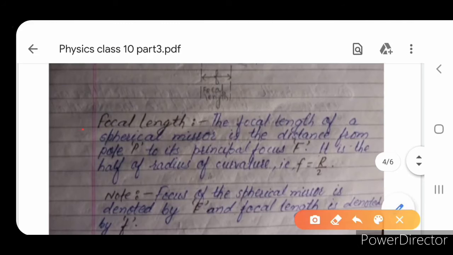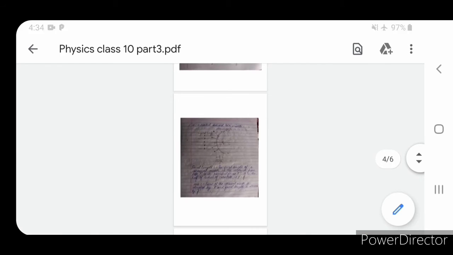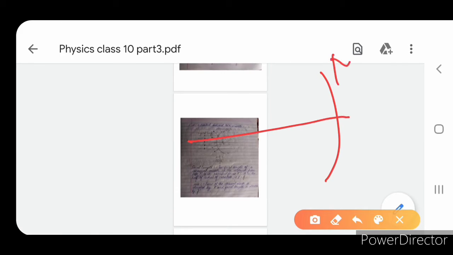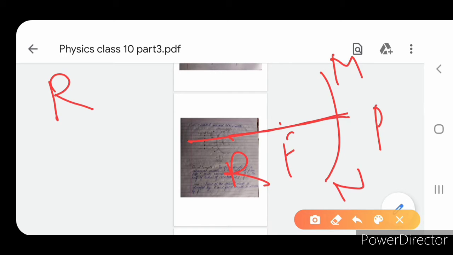Now focal length. The focal length of a spherical mirror is the distance from the pole to its principal focus F. It is half of the radius of curvature. Here this is the aperture MN, this is the pole, this is the focus, and this is the radius of curvature. The radius of the hollow sphere is called the radius of curvature, and in any mirror, concave or convex, it is denoted by R. The focus of any mirror is denoted by F, and the focal length is denoted by a small f.